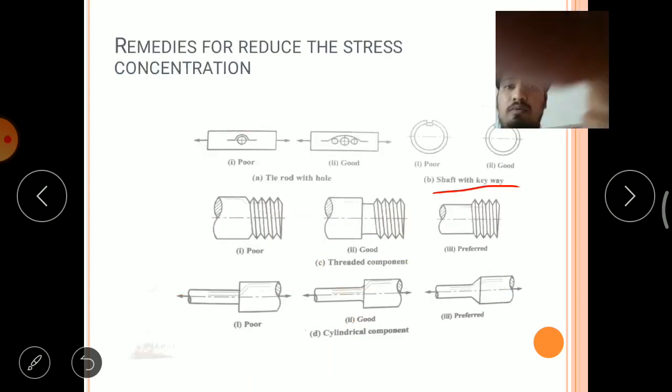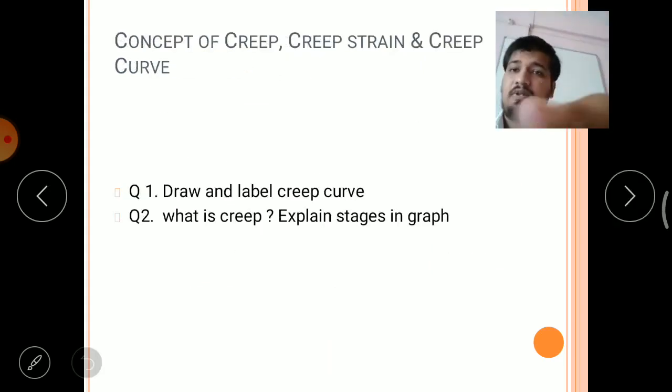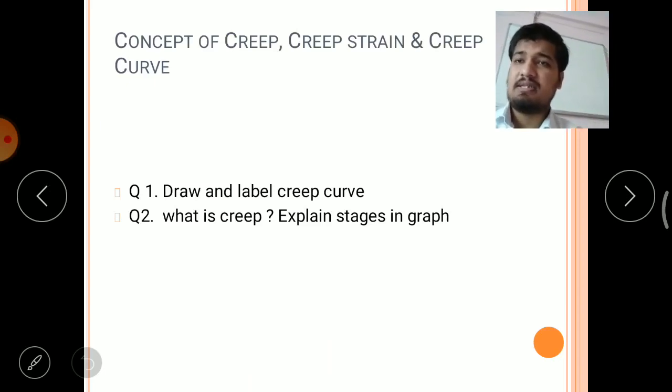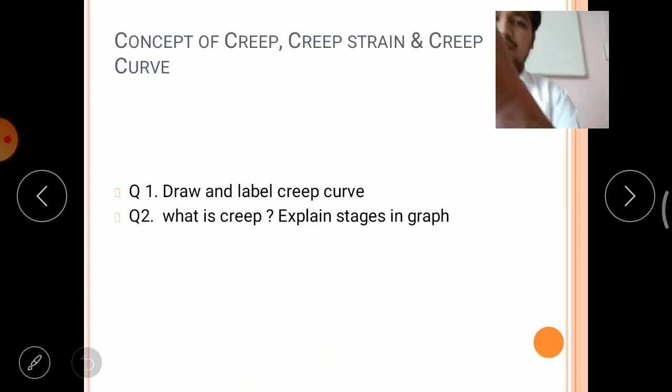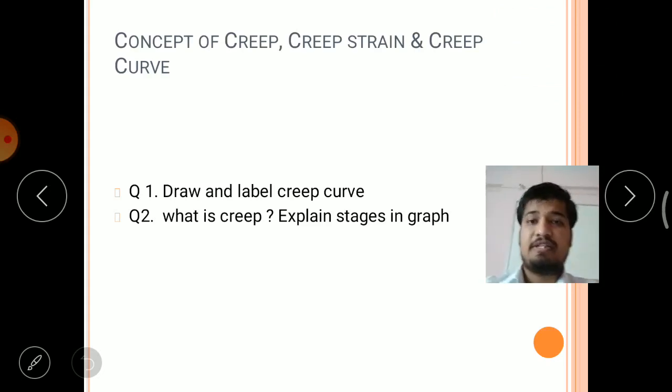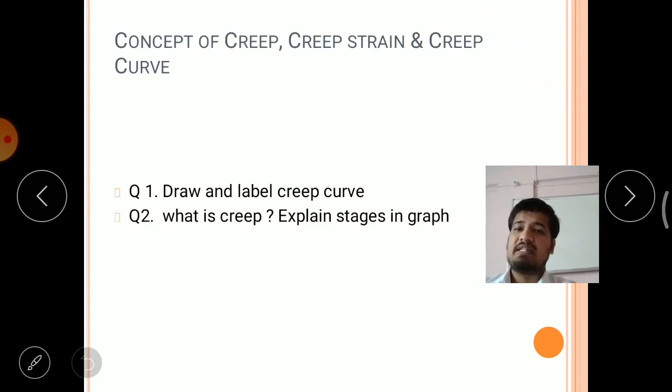Now in the next lecture we are going to discuss the concept of creep strain and creep curve, which is also one interesting point for a mechanical engineer. So we will discuss that point in the next lecture.